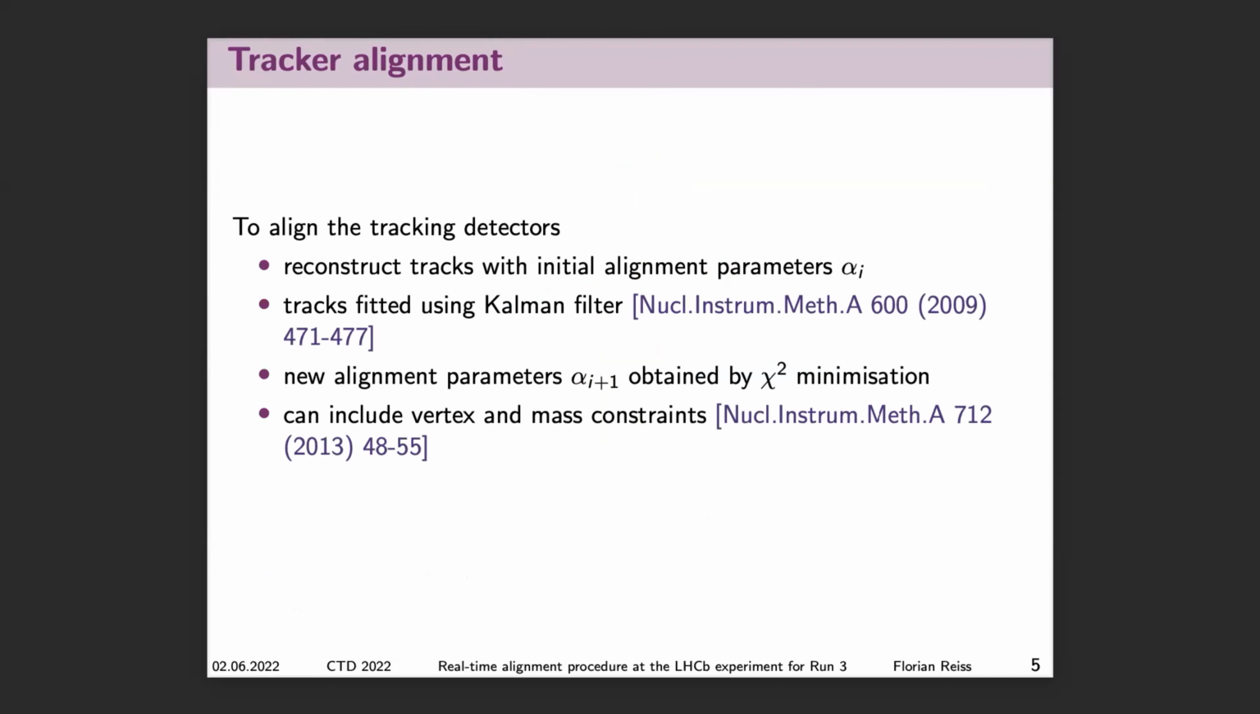So for the tracking detectors, it works like this. First, we reconstruct tracks with some initial alignment parameters, and those are then fitted with a Kalman filter. Then we use those states from the Kalman filter to get new alignment constants by doing a chi-square minimization, which also allows us to include additional vertex and mass constraints to deal with weak modes.